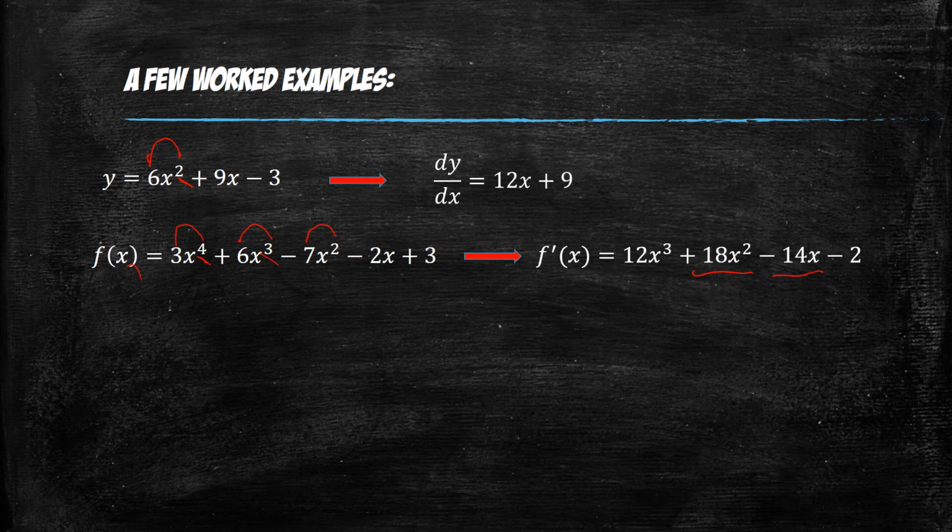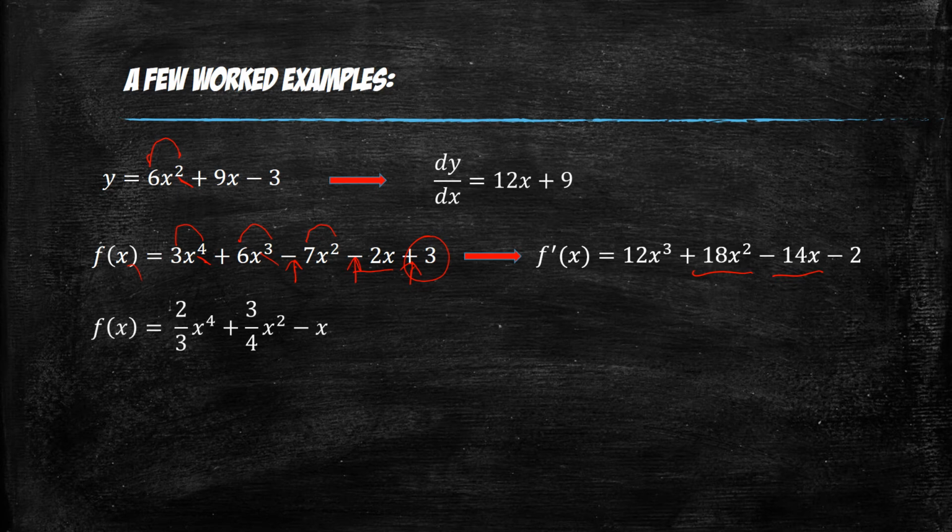And then this one is just minus 2x. The x just drops off, so it becomes minus 2. And any constants at the end just drop off. Just be careful too that pluses and minuses here all match up as well. We'll look at 2 more examples.